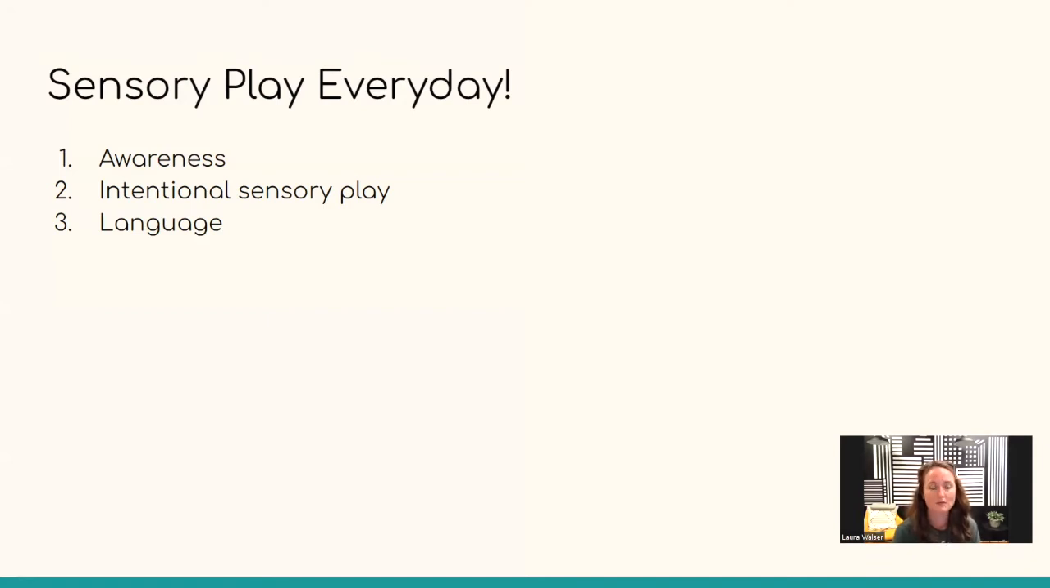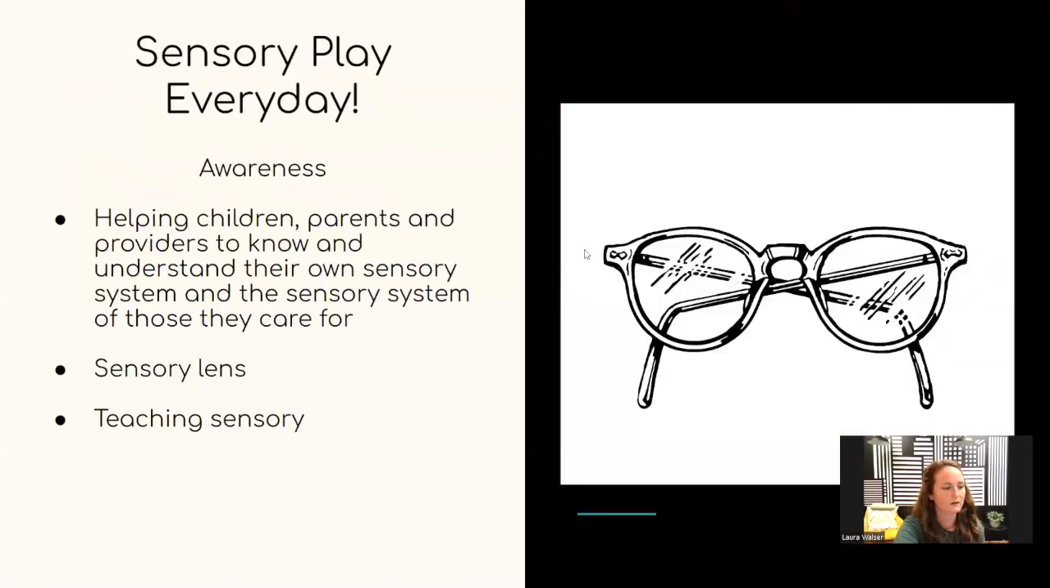Anything can be sensory related, but we need 3 things to really be intentional about it for the body and the brain to really perceive it as sensory and really meet those sensory needs. So I want to teach you guys how to do that with these 3 concepts: awareness, intentional sensory play, and language and communication. All right.